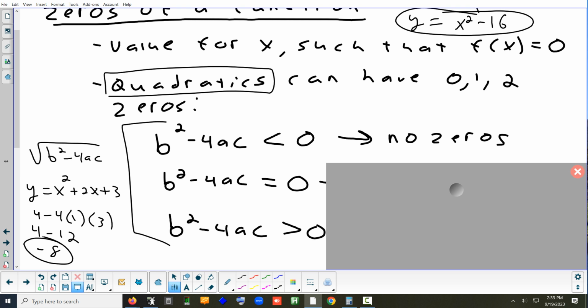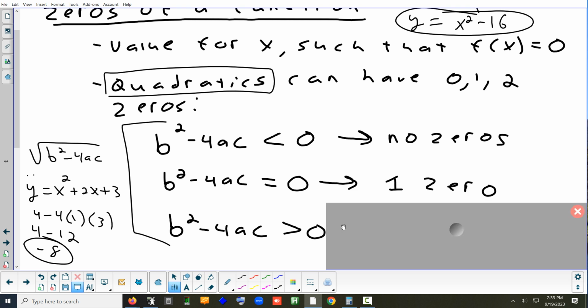If I wanted to know the actual roots, I've got to do the whole quadratic formula. But if I just want to know, is this graph ever going to cross the x-axis? The answer here is no. There are no zeros to this problem. No real zeros. Okay.